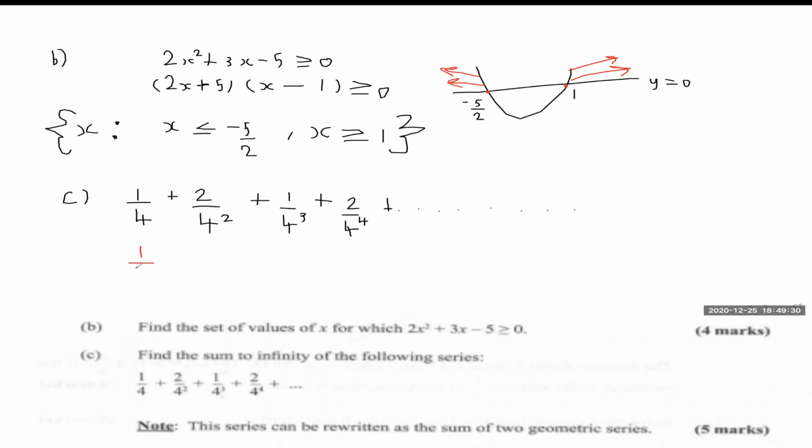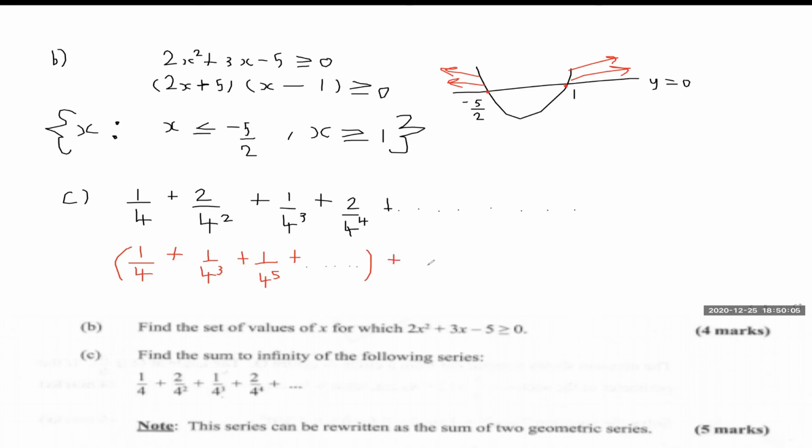We can rewrite this as 1 over 4 plus, now instead of saying plus 2 over 4 squared, we can put the 1 over 4 cubed, plus 1 over 4 to the 5th power, plus, we'll continue. And we'll bracket that, because this is 1 series plus the sum of the second series now.